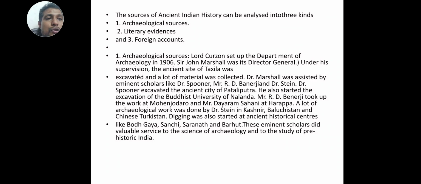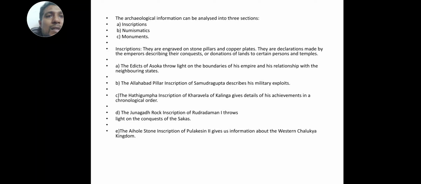Digging was also started at ancient historical centers like Buddhagaya, Sanchi, Sarnath, and Bharhut. These eminent scholars did valuable service to the science of archaeology and to the study of prehistoric India. The archaeological information can be analyzed into three sections: 1. Inscriptions, 2. Numismatics, 3. Monuments.